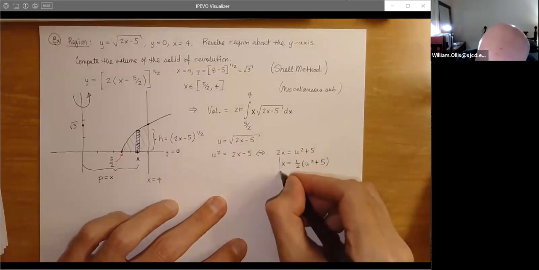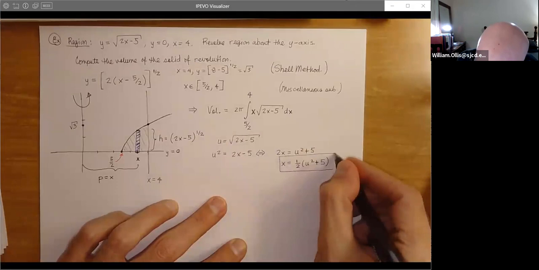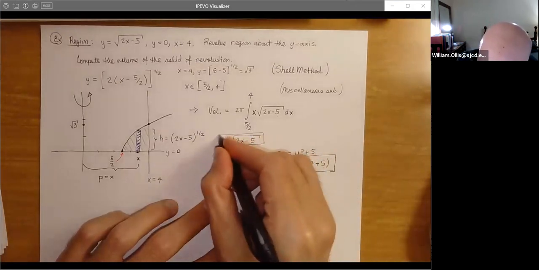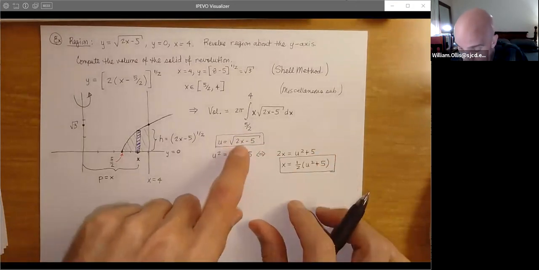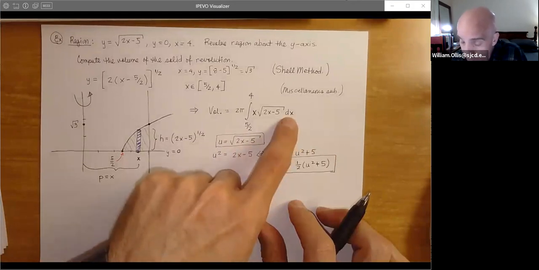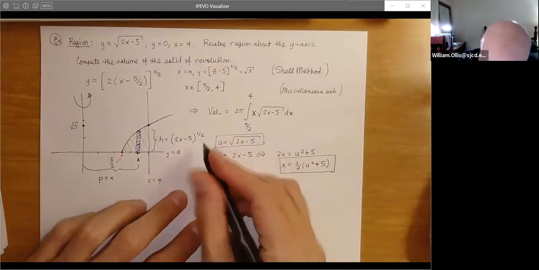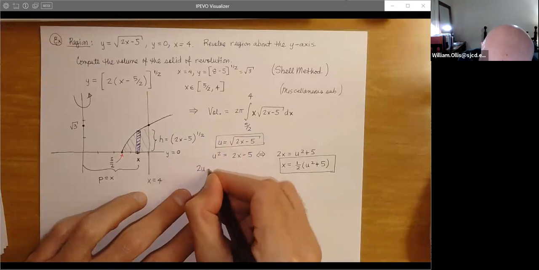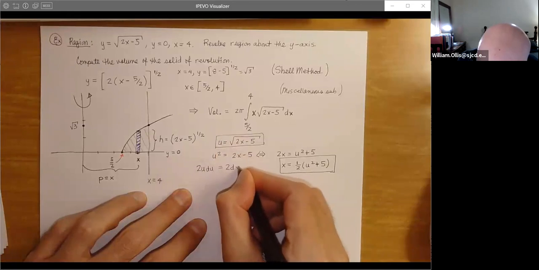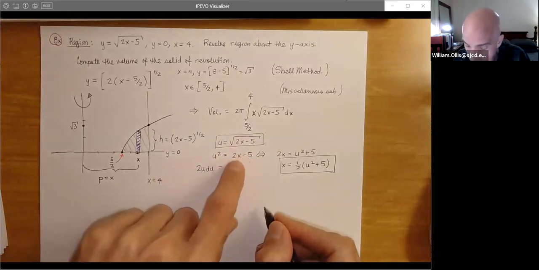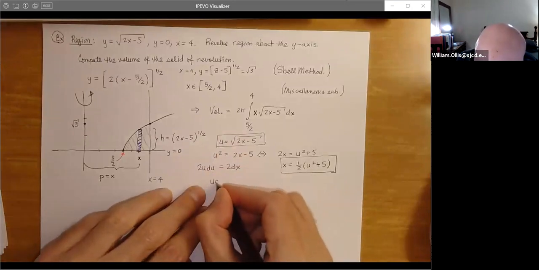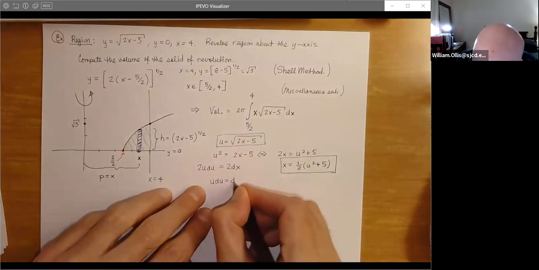So let's just go ahead and put boxes around things that we're going to use to change out the integral. Of course, we have our initial substitution. So this will replace the radical, this will replace the x, and now we need a dx replacement, so we'll do the differential. So we have 2u du equals 2dx. Again, 2dx. And of course, the 2's absorb, so we have u du equals dx.